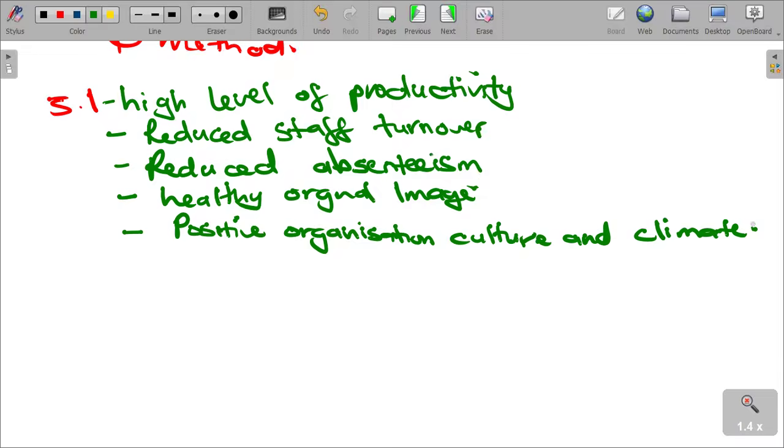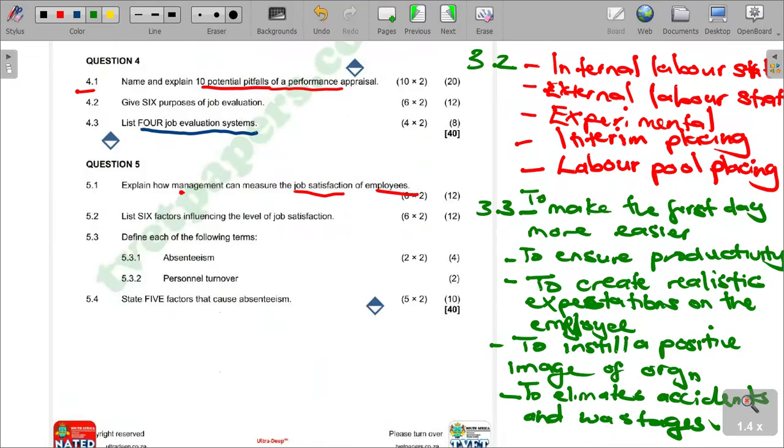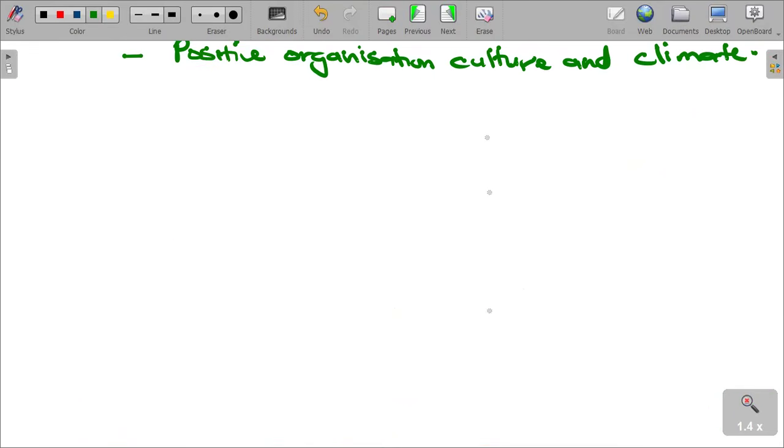Right. Okay. Let's move on to question 5.2. List 6 factors influencing the level of job satisfaction. So we are going to list factors that might influence job satisfaction. Right. So it might be challenging work, or mentally challenging work.